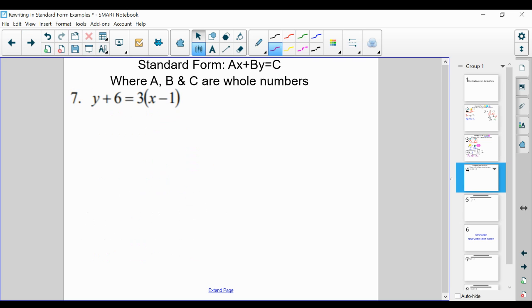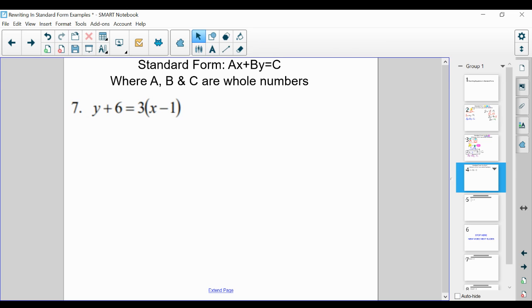All right, let's talk about problem number 7. You're going to notice that this is not in slope-intercept form, and this is not close to being in standard form. So we have to do a bunch of math to get us there. And we can do it. We just have to believe in ourselves.